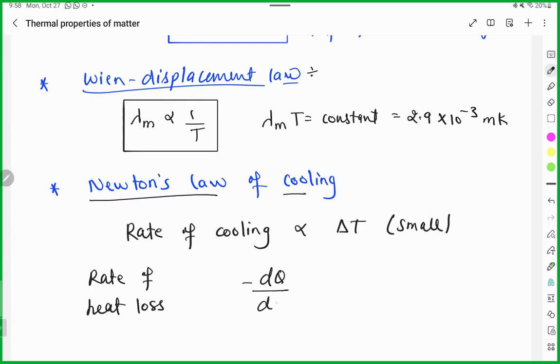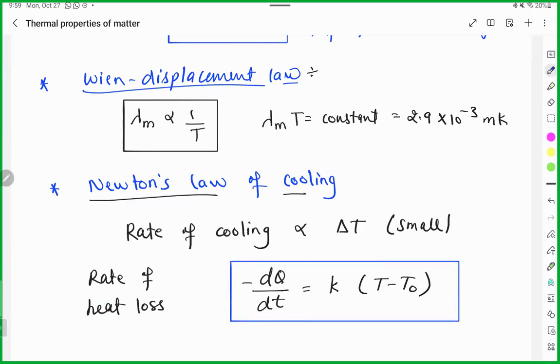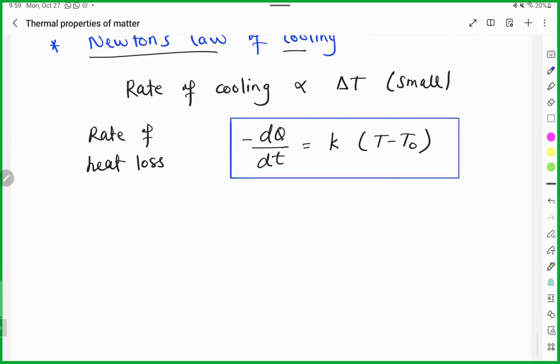minus dQ by dt is equal to K into (T minus T naught). This is minus because heat is lost. If heat is gained, then it is plus sign. Okay. One more thing. This T naught is the surrounding temperature. Sometimes two different temperatures will be given in the form of T. Then you have to take (T1 plus T2) by 2, the average temperature. Two different temperatures will be given other than surrounding, so you have to take the average temperature.